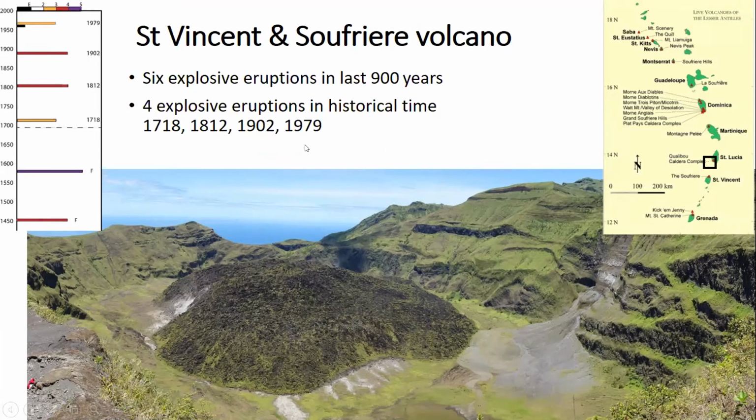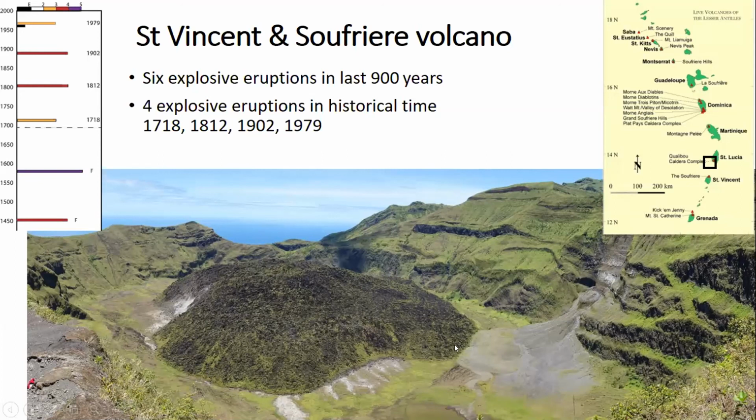It's had, as you can see, 4 explosive eruptions in historical time. That's since 1700. Historical time in the Eastern Caribbean is 1700, just after colonization by Europeans. And we know from geological studies there have been other explosive eruptions, so 6 explosive eruptions in the last 900 years. If you're wondering which is the most active volcano in the Eastern Caribbean, it's actually a submarine volcano called Kick 'em Jenny, which is down here just north of Grenada.